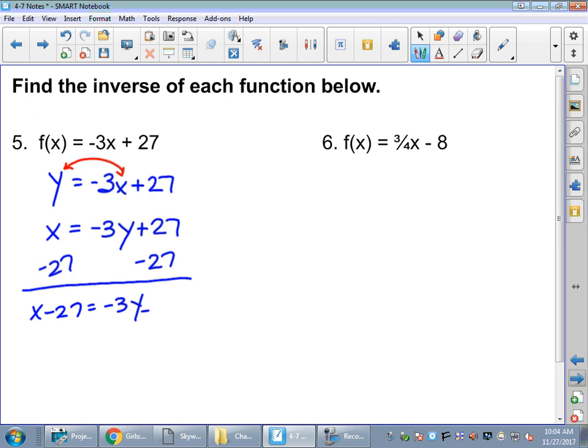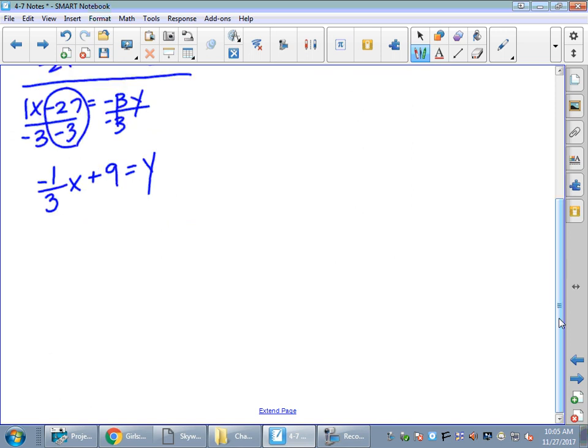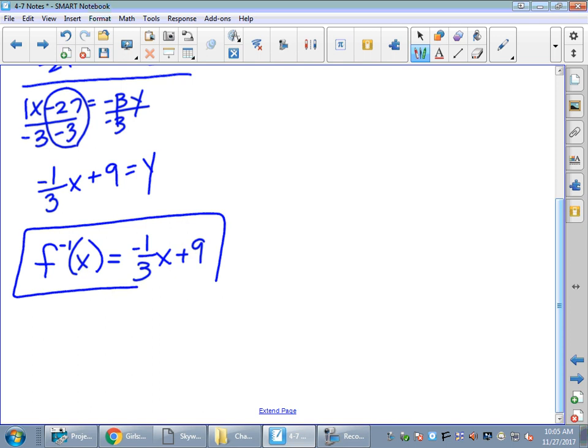Now to undo the -3 multiplication, I'm going to divide by -3. I can actually divide both of these by -3, since -3 goes into -27. So when I divide 1x by -3, I get -1/3 x. When I divide -27 by -3, I get a +9. And then that's my y value. So the last thing I'm going to do is replace that y with a fancy f -1 of x. And I'm going to switch the order. So f -1 of x is equal to -1/3 x plus 9. So I replaced the y value with that crazy thing here, and I just switched the order. There you have it. That's the inverse.